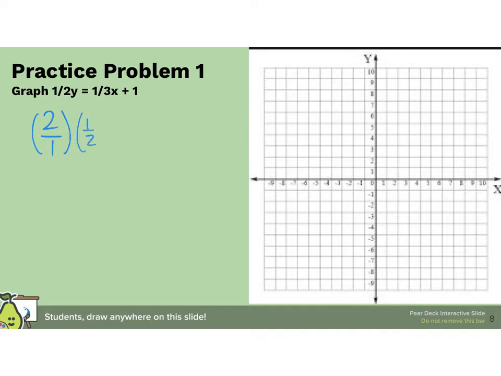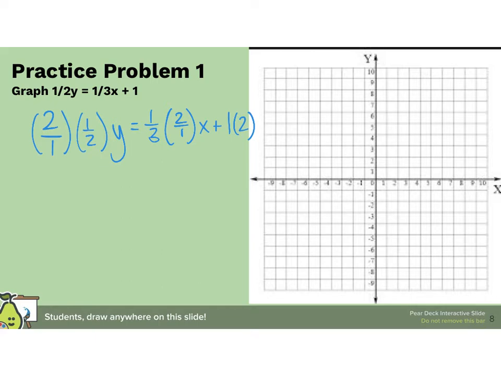So I multiply the 1/2 times 2. Don't forget the y. I'm going to multiply the 1/3 times 2. Don't forget the x. And I'm going to multiply the 1 by 2. I don't have to write that as a fraction because 1 is not a fraction, right? You want your numbers to look the same.